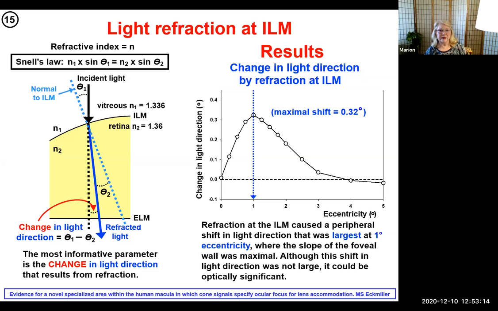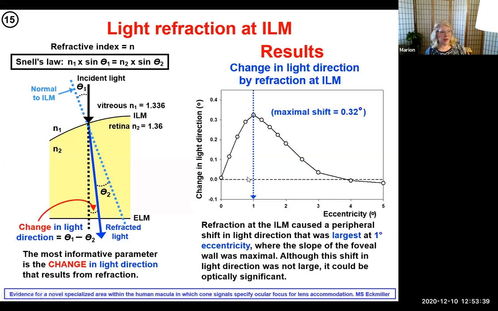How much has the direction of the light coming in been shifted by refraction? So the important parameter is the change in light direction that results from that refraction. On the right, I show you the results that we found, as a function of eccentricity in the fovea, the change in light direction.